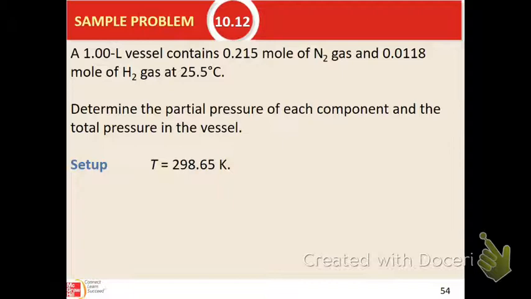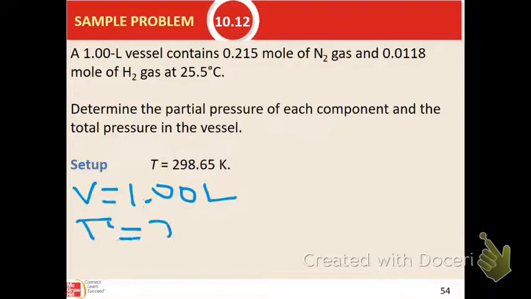So to find the partial pressure, let me get a pen here. Since you have 1 liter, that's easy enough. Your volume is 1.00 liter. Your temperature, we just found it, is 298.65, and both of these gases are in the same vessel, in the same container, so they both have the same volume, they both have the same temperature. What they don't have is the same pressure, and that's because they weigh different.